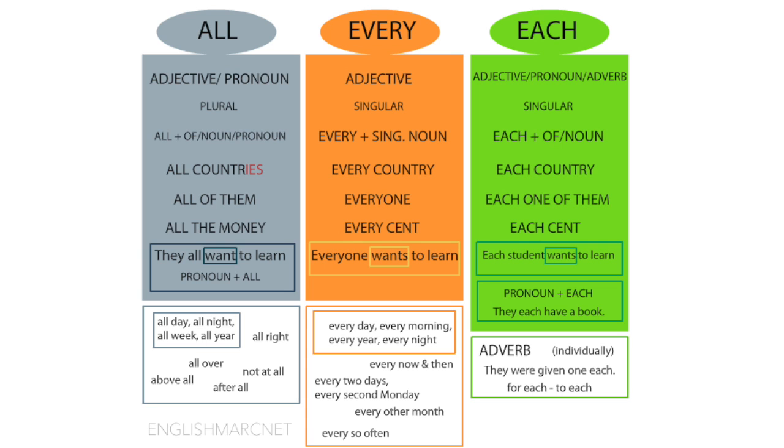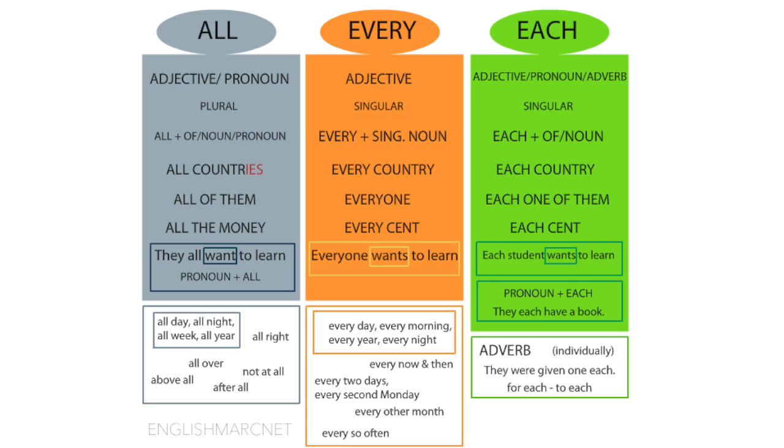Then we can see below, every cent. We say all the money, for example, all my money I used in the example, and each cent. So everyone wants to learn English. Everyone wants. This is singular, so we add S to the verb at the end. Everyone wants to learn English.